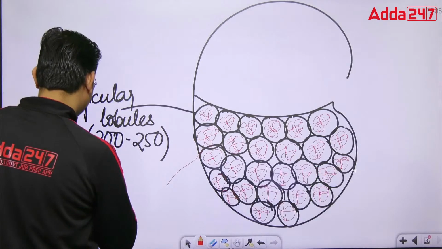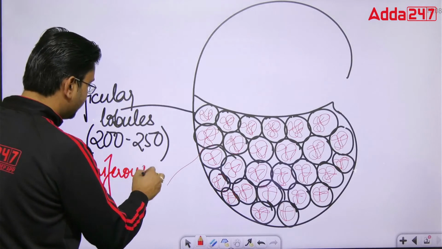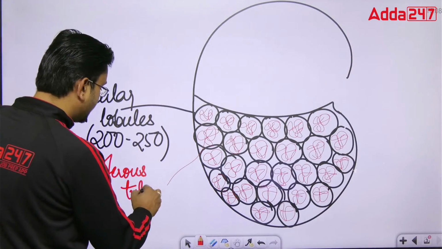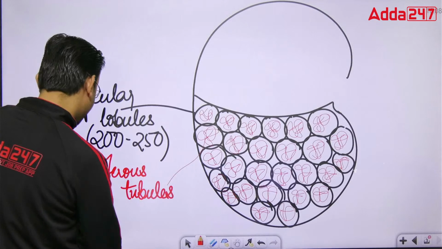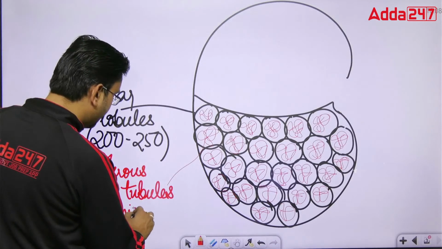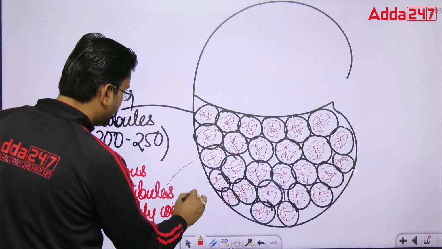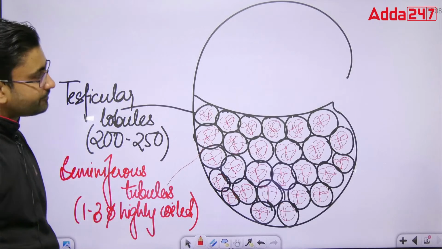These are seminiferous tubules, which are 1 to 3 and highly coiled. बहुत ज़्यादा कुंडलीकृत होते हैं, and they are highly coiled structures. Okay.